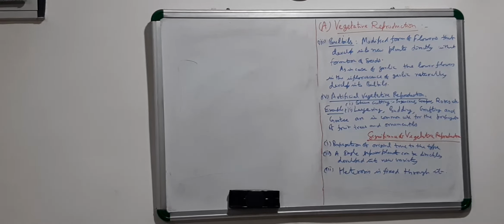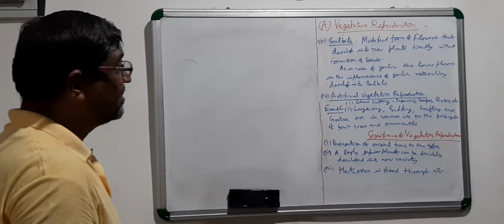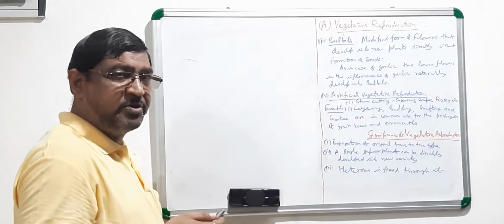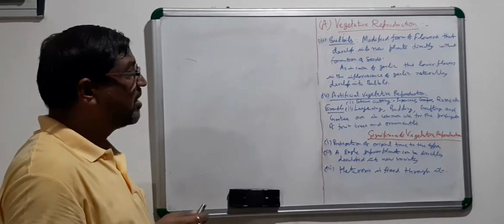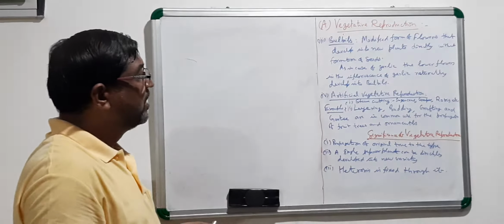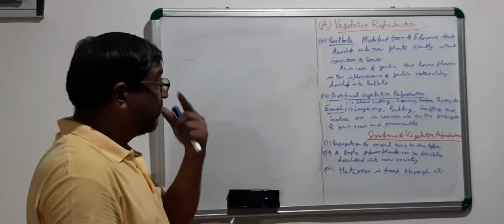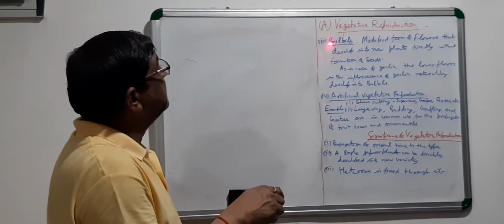There was some problem in the video, so I'm continuing the previous video. Another form of vegetative reproduction is the bulbils.